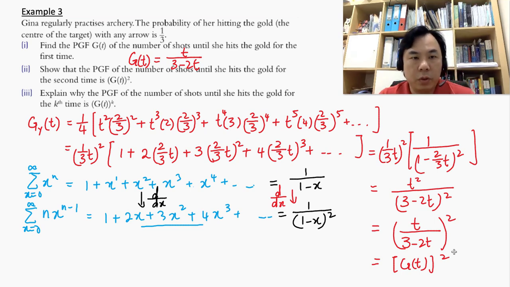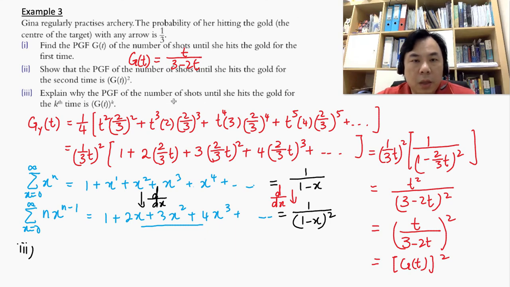All right. Now I'm going to move on to the last section shortly. The last section is quite easy. It just requires a bit of explanation here, so I'll just quickly explain that. We need to explain why the probability generating function of the number of shots until she hits the goal for the k-th time is equal to this.